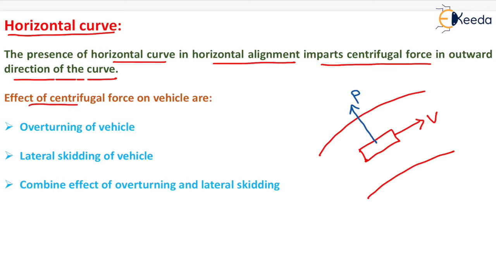Effects of centrifugal force on vehicles are overturning of vehicle. It means that due to this centrifugal force P, there will be the overturning of vehicle. Next one is the lateral skidding of vehicle. Now due to this centrifugal force P, there will be lateral skidding of vehicle also. And the last one is the combined effect of overturning and lateral skidding. Now we will see one by one each and every point in detail, starting with the overturning of vehicle.